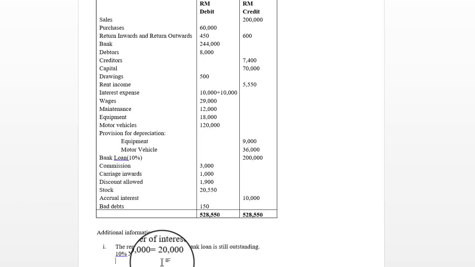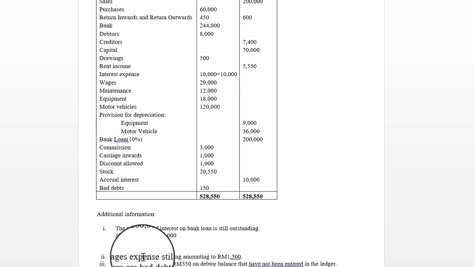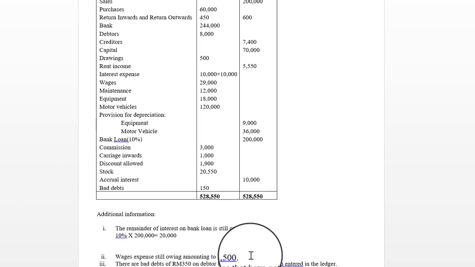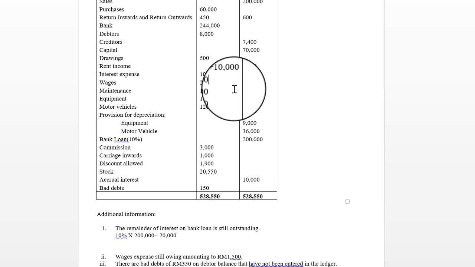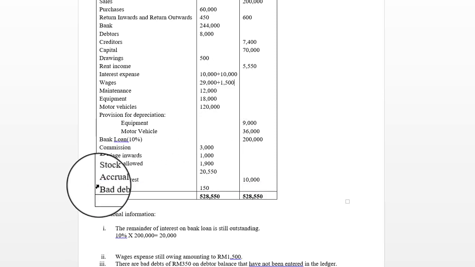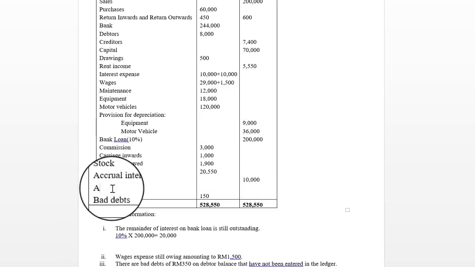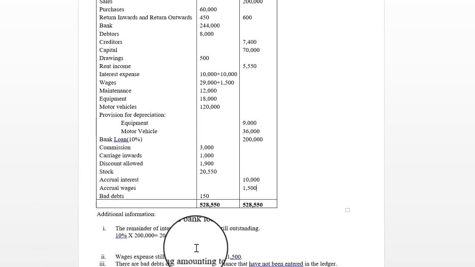This is the first adjustment. Adjustment number 2, wages expenses still owing 1,005. It means that you need to add another 1,005 to your wages. This is the amount you haven't paid. Same thing, you will have accrued wages of 1,005. Accrued means it's your liability, so it's always credited.